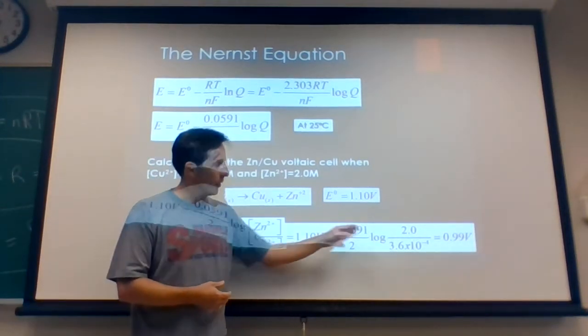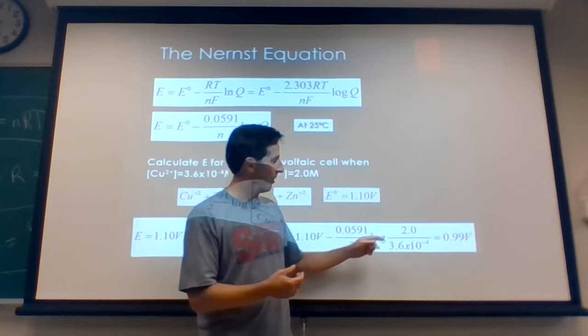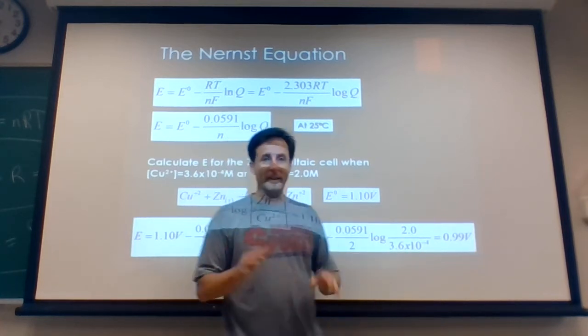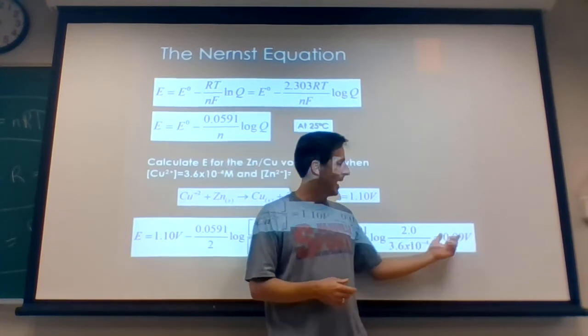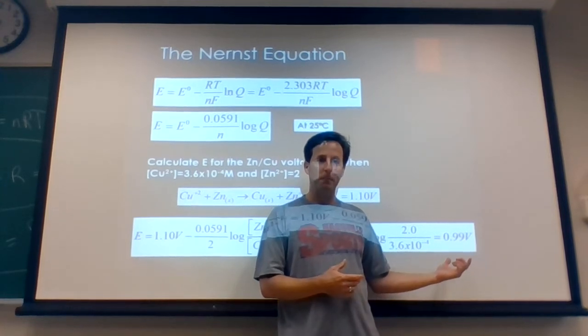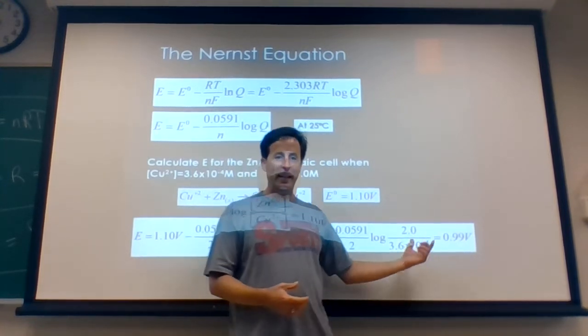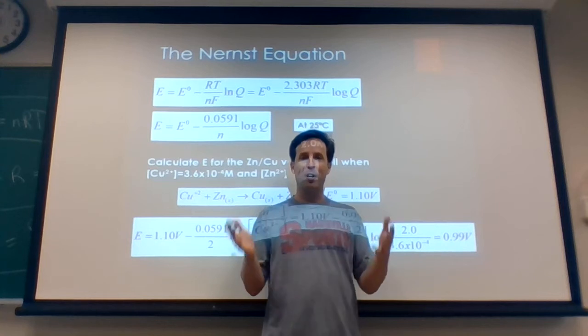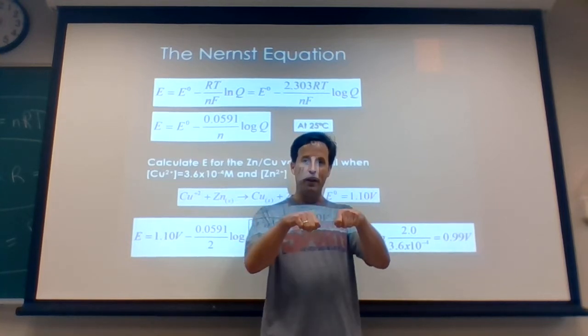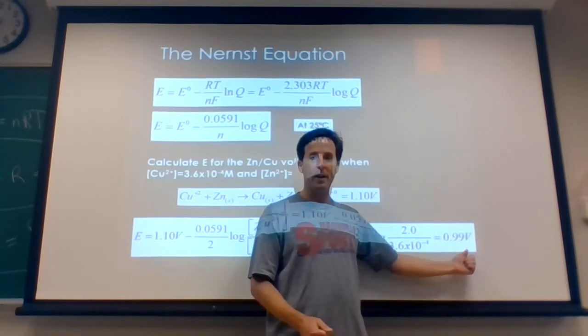When I do all the math over here, I find that if I have a lot more zinc than copper, that's going to shift my potential down a little bit to 0.99. Okay, that would be the E for this cell as we constructed it. If we hooked up a voltmeter, it should read 0.99 volts.